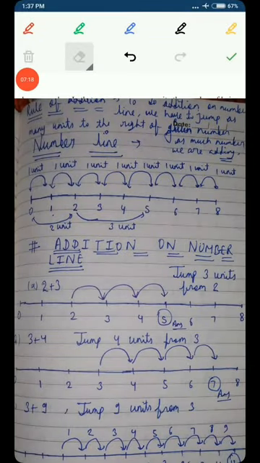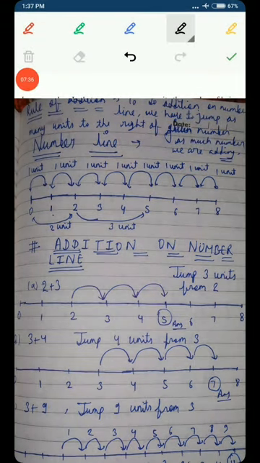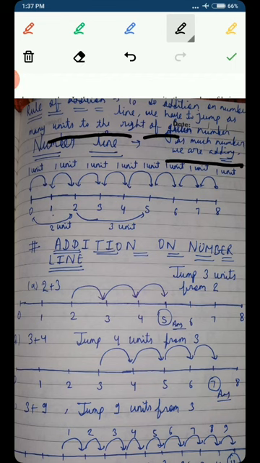So what does the rule of addition say? The rule of addition says that to do addition on the number line, we have to jump as many units to the right of the given number as much number we are adding. So for addition, we have to jump to the right of the given number.